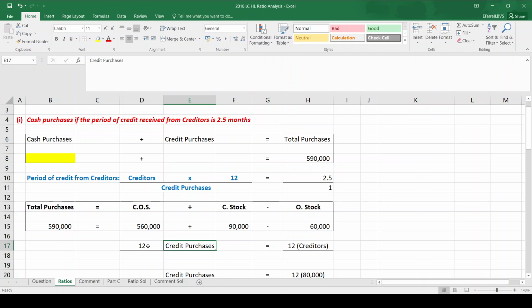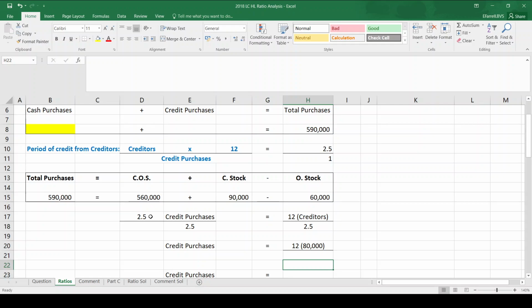I'd usually start off by saying that I do the credit purchases side first, because whatever I'm looking for, I keep on the left-hand side. So 2.5 times credit purchases is equal to 12 times creditors. Now we want to work out credit purchases, so I want to get rid of the 2.5. To do that, I divide by 2.5, and I do the same on the other side of the equals. These two cancel each other out, so I'm just left with credit purchases equal to 12 times creditors divided by 2.5.